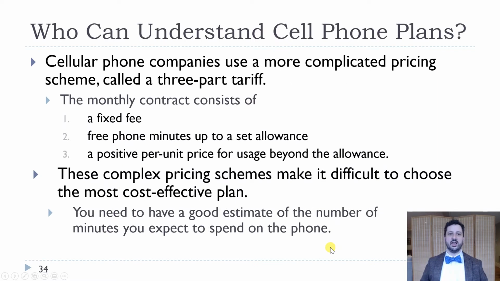So cell phone companies have done an even more complicated pricing scheme, which is often referred to as a three-part tariff. And so often what their fees will consist of, you'll have your monthly fee, you'll have some free phone minutes as an allowance, so like you can use 500 minutes or whatever, and then a positive price beyond that. So this obviously makes it pretty difficult to choose the most cost-effective plan, and it probably takes advantage of some behavioral aspects of consumers in terms of thinking that they'll be able to stay below a certain amount.